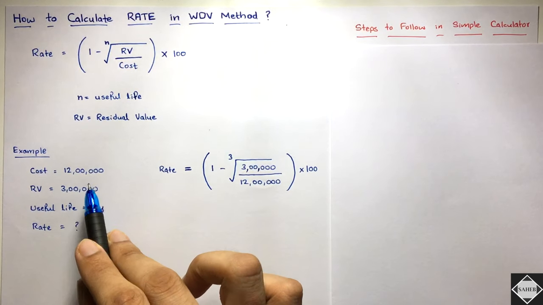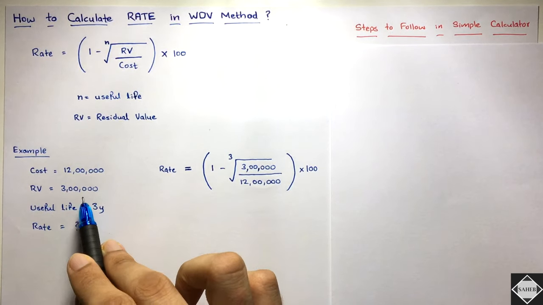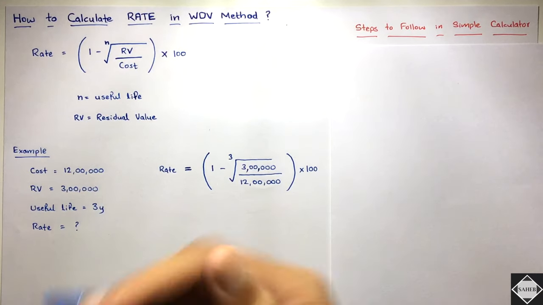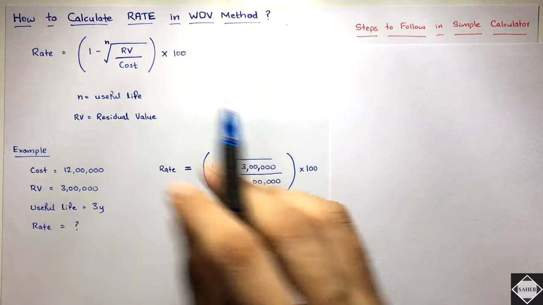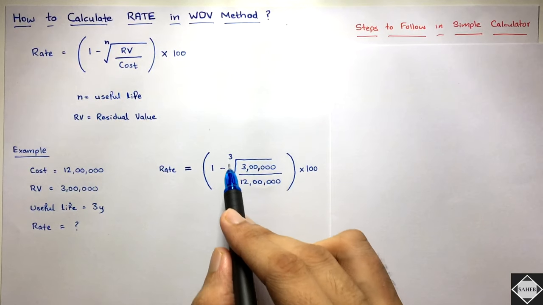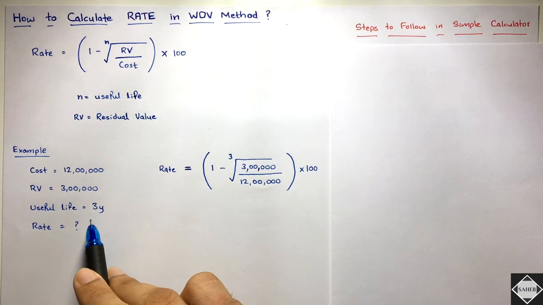Cost is 12 lakh, for example. Residual value is 3 lakh. Useful life is 3 years. What is the WDV rate of depreciation? So just plug these values in that formula. 3 here because the useful life is 3, isn't it?